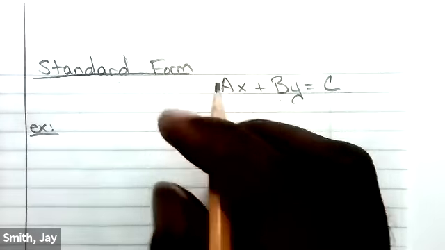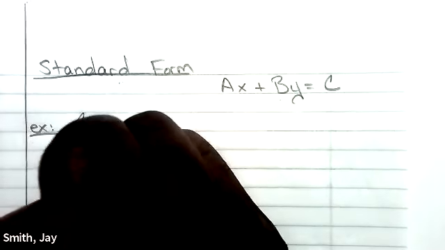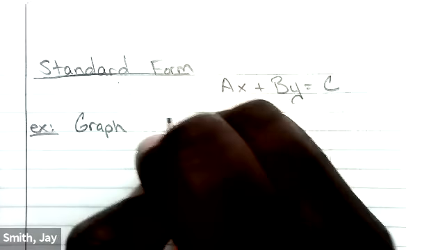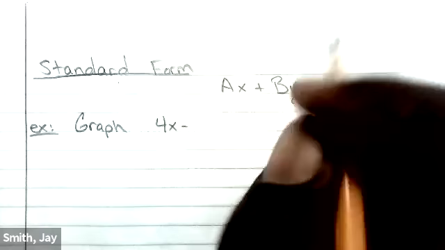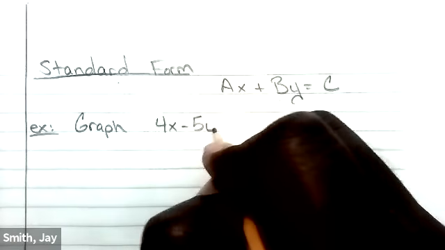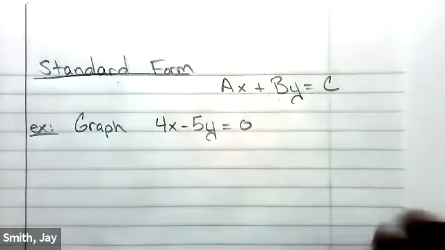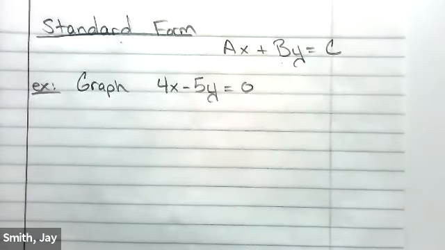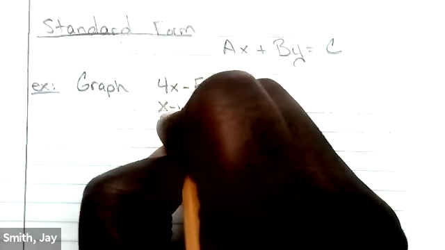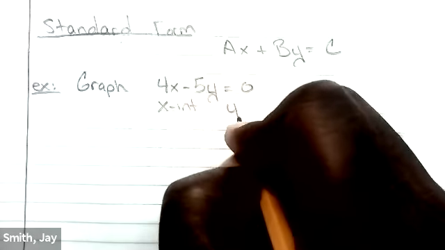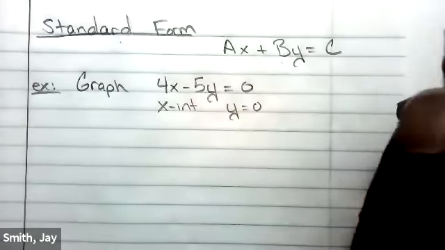let's say we're asked to graph the function 4x minus 5y is equal to 0. So technically this is presented to us in standard form. If we're going to graph it, it actually helps us to put it in slope-intercept form, or we can take advantage of the fact that if we're looking for the x-intercept, this implies that y is 0.